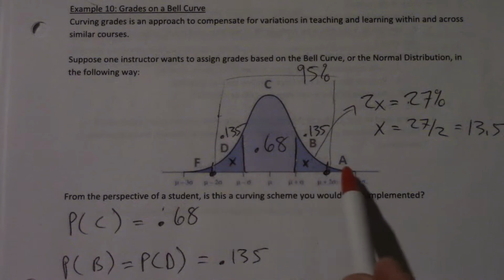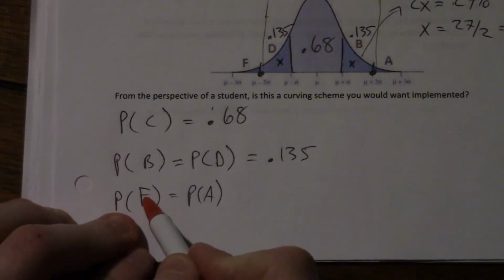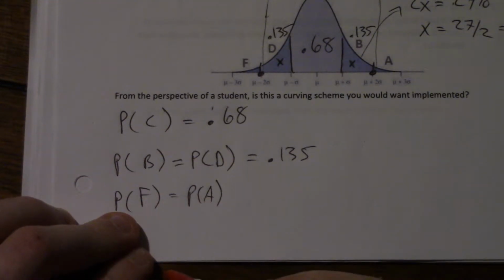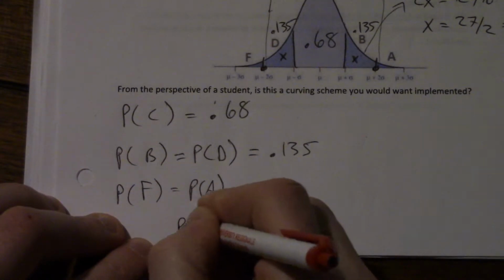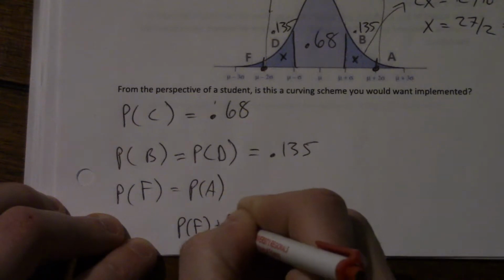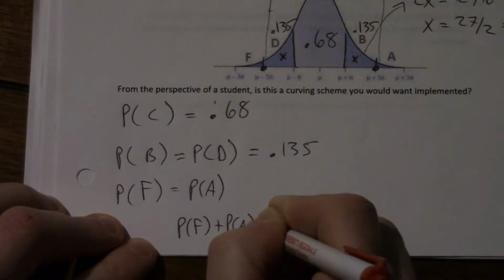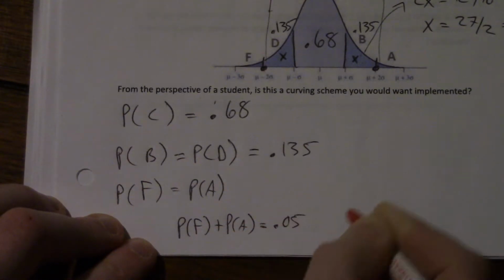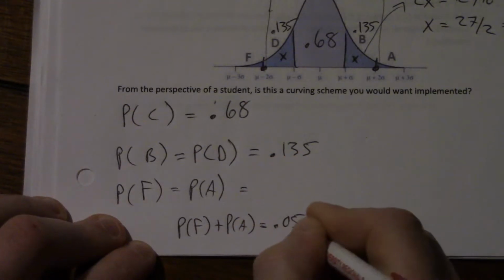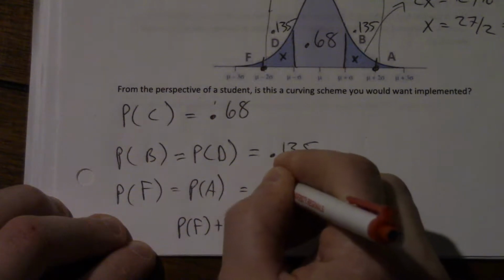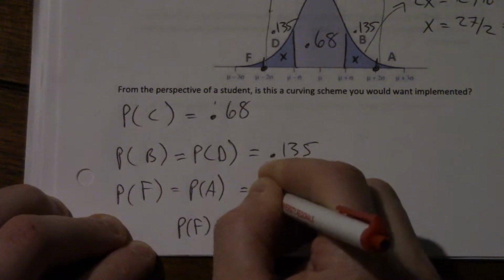And again, this distribution is symmetric, so the probability of getting an F is going to equal the probability of getting an A. And we know that those two probabilities have to add up to 5%. So that means each one is going to be half of 5%, or 0.025, 2.5%.